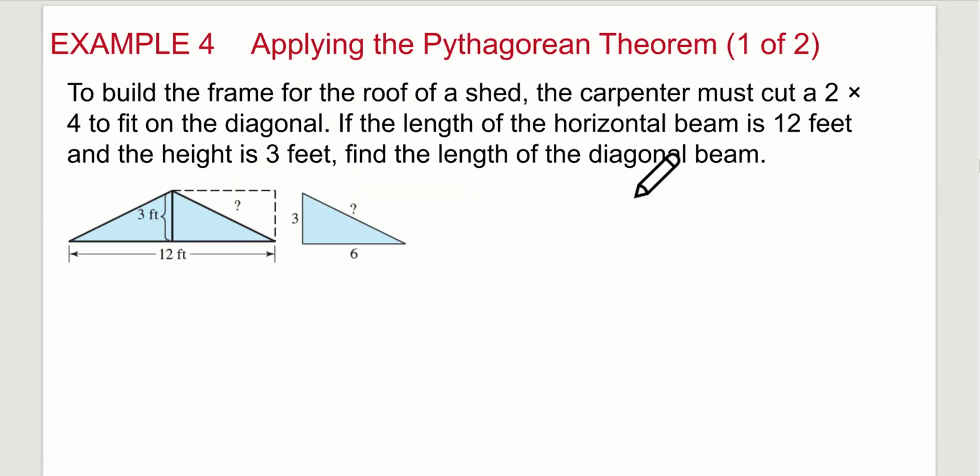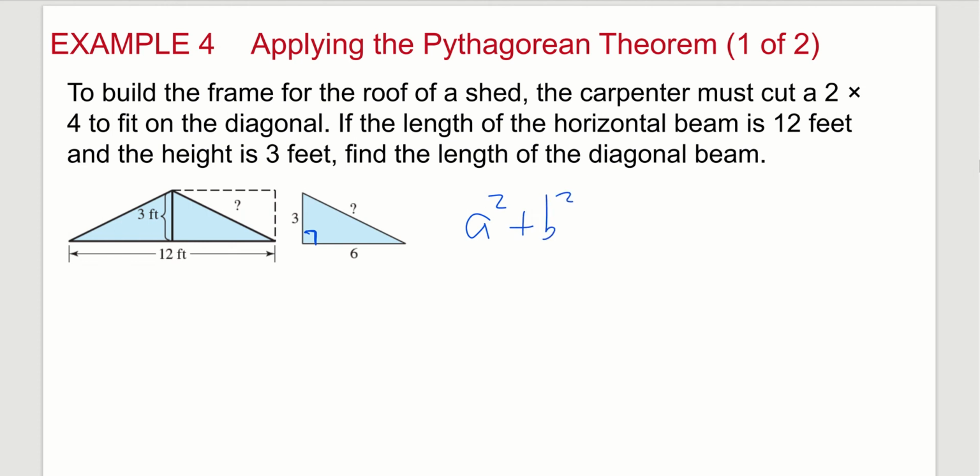Let's take a look at example 4. They say that to build the frame for the roof of a shed, a carpenter must cut a 2x4 to fit the diagonal. If the length of the horizontal beam is 12 feet, and the height is 3, what is the length of the diagonal of the beam? When they make this cut, it is going to be a perpendicular cut, which means this is going to be a right angle, which is going to create a right triangle. If it's a right triangle, we know the Pythagorean theorem holds.